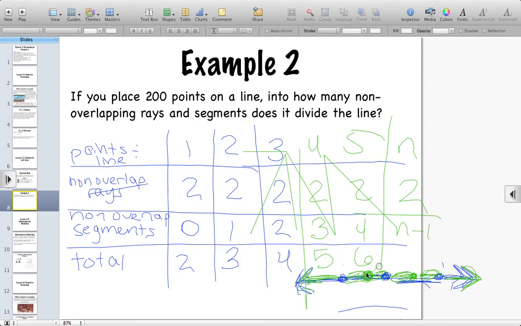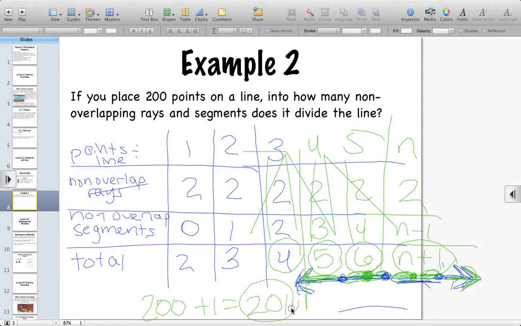And then notice that the total was 1 more than whatever the term was. So 5 was 1 more than 4. 4 was 1 more than 3. So the total is n plus 1. Now we want to know how many total non-overlapping rays and segments it divides the line into. So if I put 200 in for n, add 1, I'm going to get 201 rays and segments. If I wanted to know more specifically, I could say 2 rays and 199 non-overlapping segments.